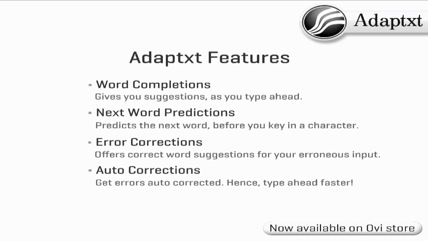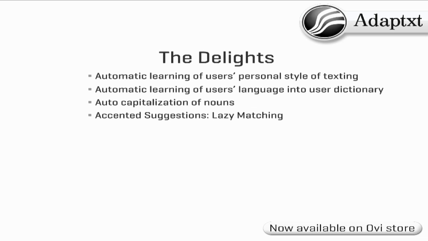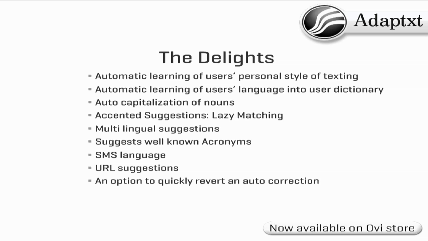Auto-corrections help you type faster with fewer keystrokes: the best-fitting error correction candidate is given to you so that you can auto-insert it by simply hitting the space key. Not to say less, there are more delightful features like the automatic learning of the user's personal style of texting, automatic learning of the user's language into the user dictionary, auto-capitalization of nouns, accented suggestions, multilingual suggestions, acronyms, SMS language, URL suggestions, an option to quickly revert an auto-correction, and phrase suggestions.